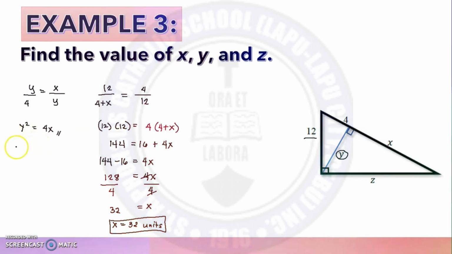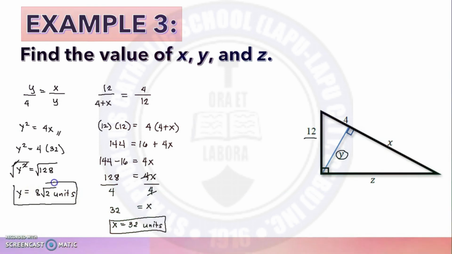squared equals 4x. So it will become y squared equals 4. We will substitute x, and we already have the value of x, which is 32. So substitute 32 to x. y squared equals 4 times 32. That will become 128. And we need to extract the square by putting a square root sign on it. And that will become y equals square root of 128. That will be 8 square root of 2 units. And now we can finalize our answer for y, class.